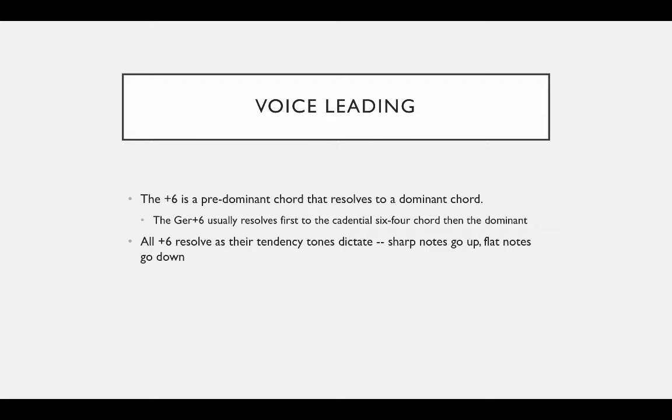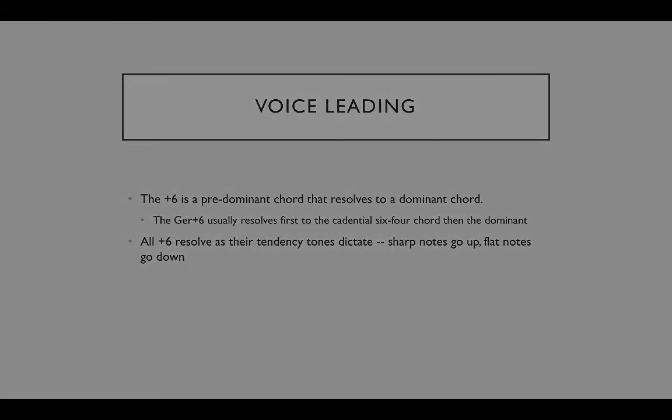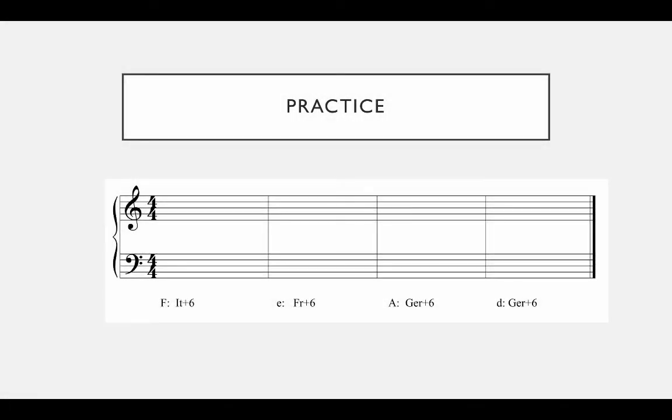You must remember the augmented 6 chord serves as a predominant chord that resolves to the dominant chord. The German augmented 6 chord usually resolves first to the cadential 6/4 chord before it goes to the dominant to avoid parallel fifths. Remember that the augmented 6 chords resolve as their tendency tones dictate. That is, sharp notes go up, flat notes go down.